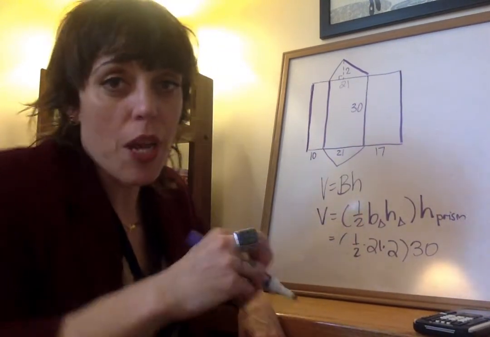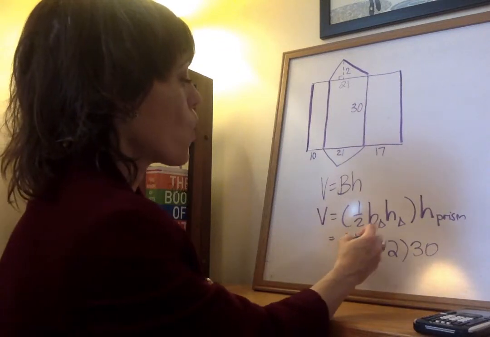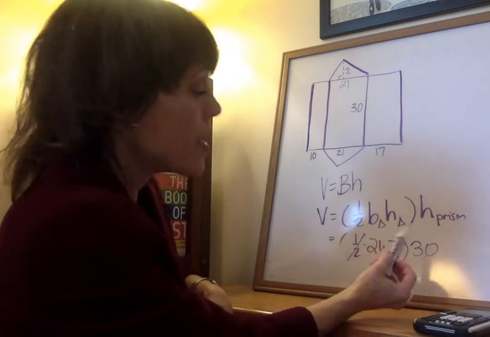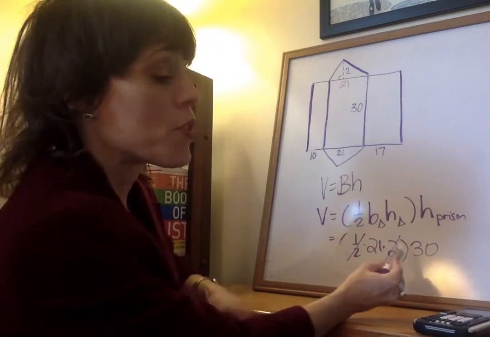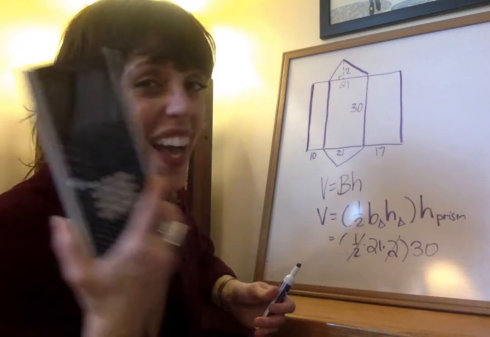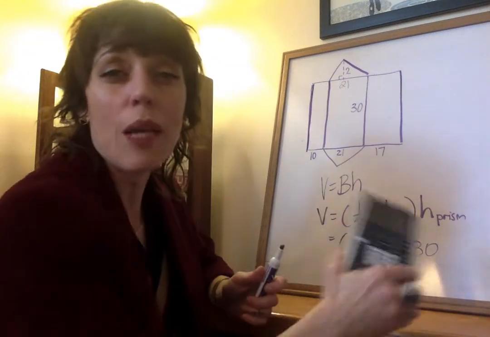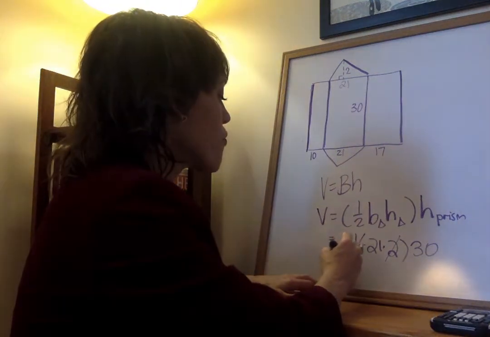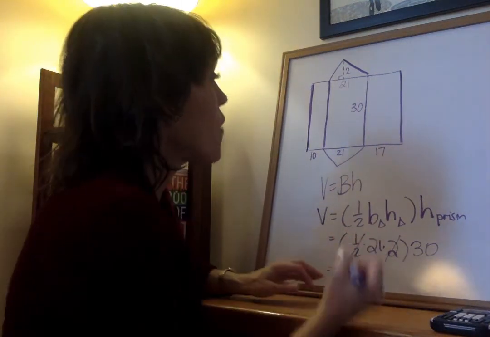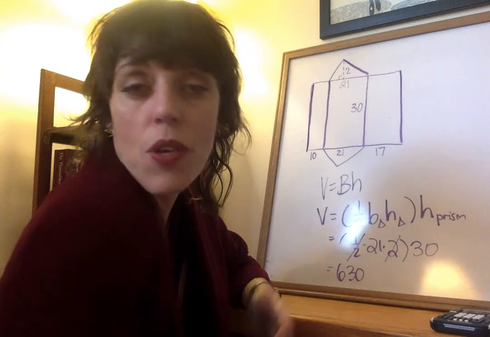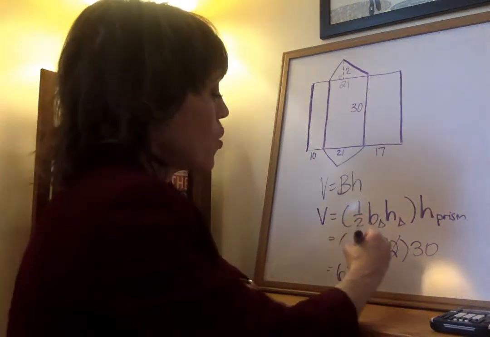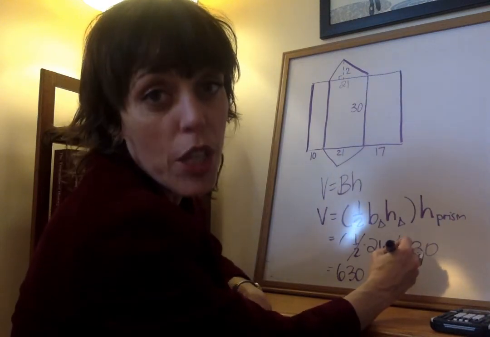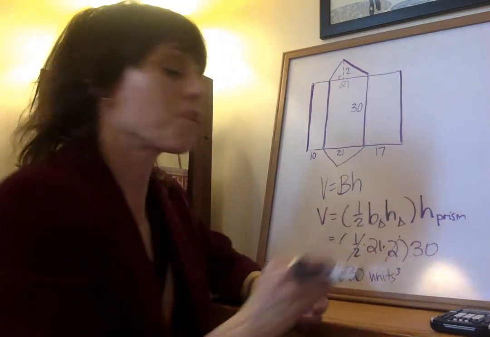I'm just going to crunch the numbers. Right away I can see that the 1/2 and the 2 will cancel because that's going to make 1. So I can just multiply 21 times 30. Feel free to grab your calculator. I can do this in my head though. 21 times 30 I know is 630. So the volume of this figure, and I'm not given units, so it's 630 units, whatever they may be, and because it's volume, it's going to be cubed. And that's it.